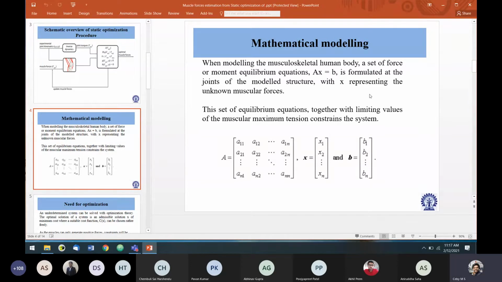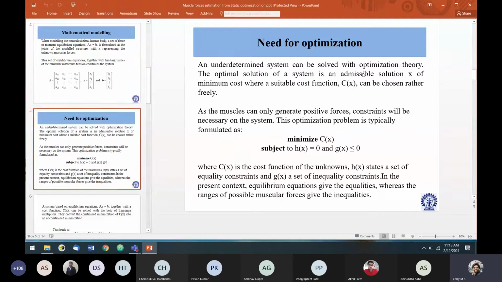This set of equilibrium equations written in the form of a system of equations is not a new thing. So why do we need optimization? I already discussed that it is an underdetermined system, meaning there are more unknowns than equations. You can take the case of the elbow joint problem where we have more unknowns than equations. So either we will have to take assumptions such as the same stress throughout, or we have to do optimization analysis.